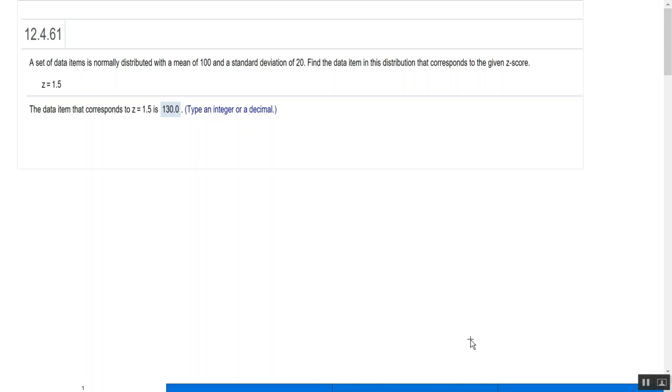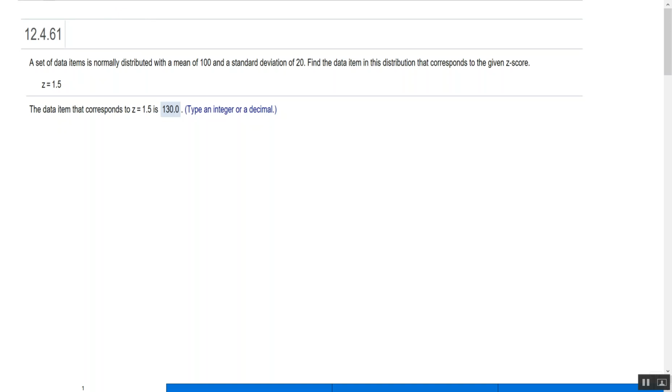A set of data items is normally distributed with a mean of 100 and a standard deviation of 20. Find the data item in the distribution that corresponds to the given z-score. So our z-score is 1.5. Remember what the formula is.